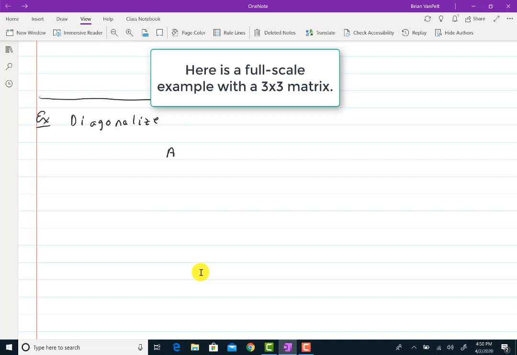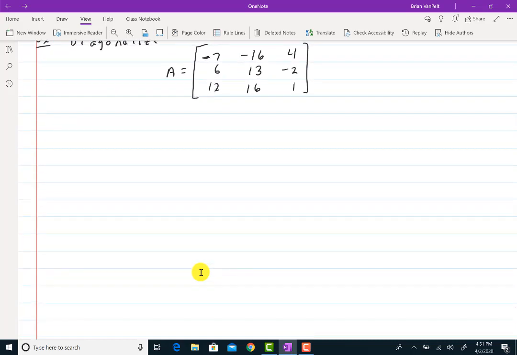So this time A is going to be a 3 by 3, so there's going to be some work to do here. We have negative 7, 6, 12. We make that negative more prominent. Then we have negative 16, 13, 16. And then I have 4, negative 2, 1. So we're going to try to do that. Let's find the eigenvalues first.